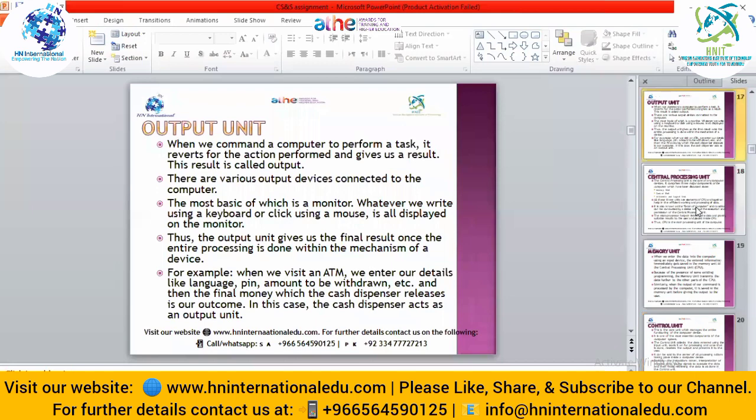Now, after processing, we have to show the results by using the output unit. The output unit is responsible for displaying results in front of the user. But as we know, the input unit converted the data into 0-1 form, and the processing is also done in 0-1 form. So the CPU will give that data to the output devices, and it is the responsibility of output devices to convert that 0-1 form into human language so the human can understand the results. So the input unit converts the data into 0-1, and the output unit converts 0-1 into a form understandable by humans.